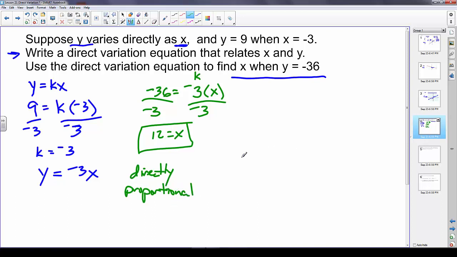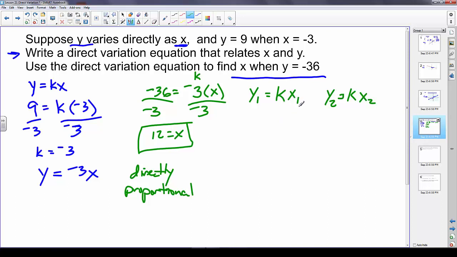And sometimes what I like doing when I do a direct variation is looking at the problem in this way. Notice in this problem I had two cases. I had some y1, or first case, times my variation constant, that's always the same, was equal to whatever that first case was in terms of x. And then I had a second case given to me where I had some second y equaling the same k times the second x.